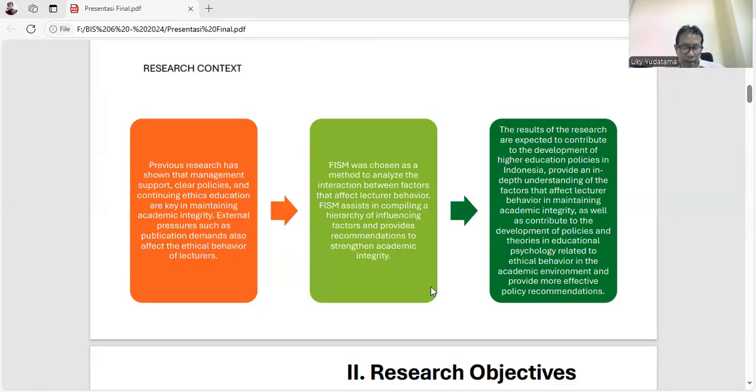The findings from this research are expected to contribute to the development of higher education policies in Indonesia. They will provide an in-depth understanding of the factors affecting lecture behavior in maintaining academic integrity. Additionally, this research aims to contribute to the development of educational psychology theories and policies related to the ethical behavior and academic setting, ultimately leading to more effective policy recommendations for universities and educational institutions.